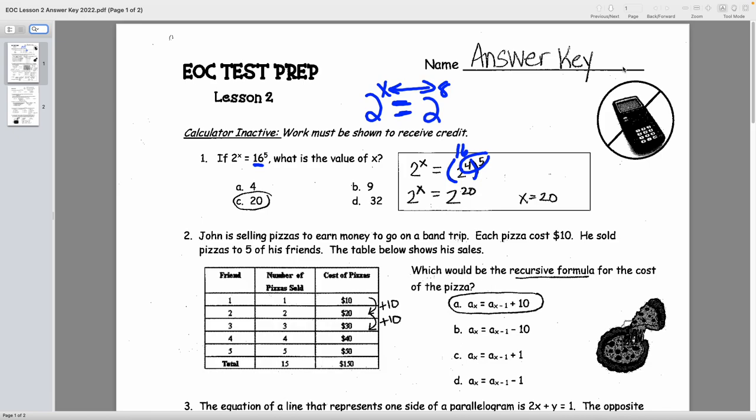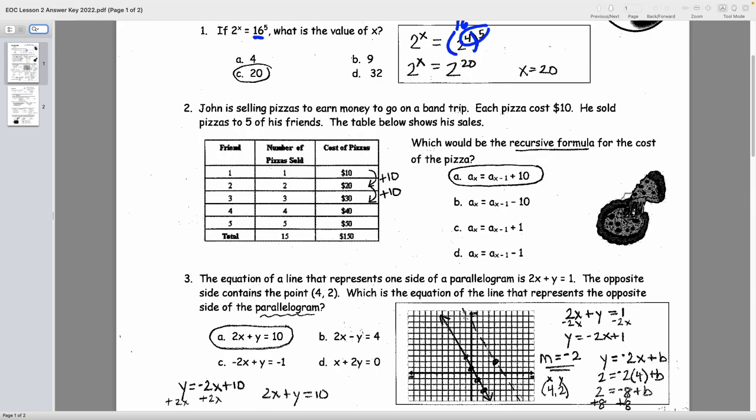Okay. Number 2 was a sequence problem. They wanted you to come up with the recursive formula. And when I looked at my x values and my y values, I could see that as my x's were going up by 1, my y's were going up by 10.